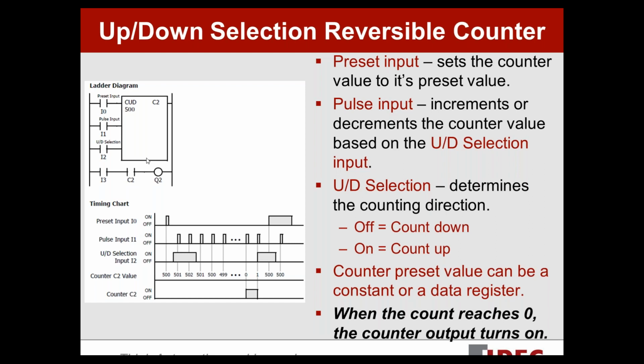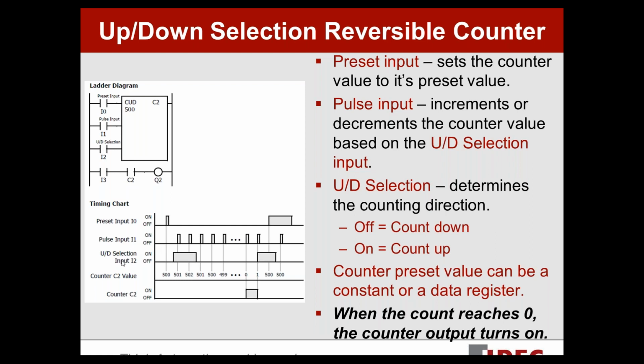We've got input 0 turning on. That will move a value of 500 into the counter preset, or it resets it to that value, which we hard coded at 500. So input 0 turns on, the counter has a value of 500. If our up-down selection input I2 turns on, now that means we're going to count up whenever we get pulses. So if input 2 is on and we get a pulse on I1, the count goes to 501. We get another pulse, it goes to 502.